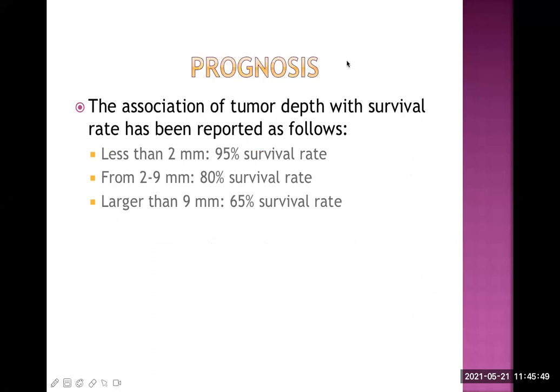Now, what about the prognosis? Okay, see there. I already told you in yesterday's discussion in the beginning, basal cell carcinoma and cutaneous squamous cell carcinoma have wonderful prognosis. They usually do not kill the patient. And this is the evidence for you. The association of tumor depth with survival rate has been reported as follows. Less than 2 mm, 95% survival rate. From 2 to 9 mm, 80% survival rate. Larger than 9 mm, 65% survival rate.